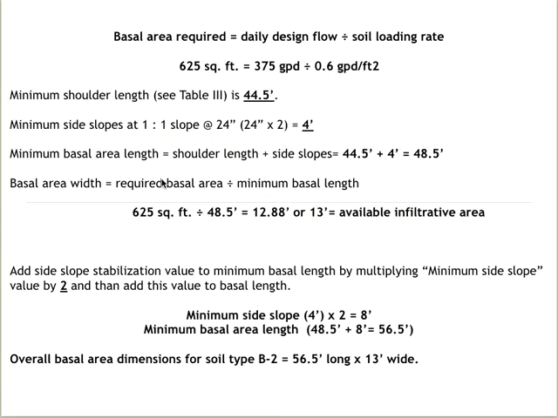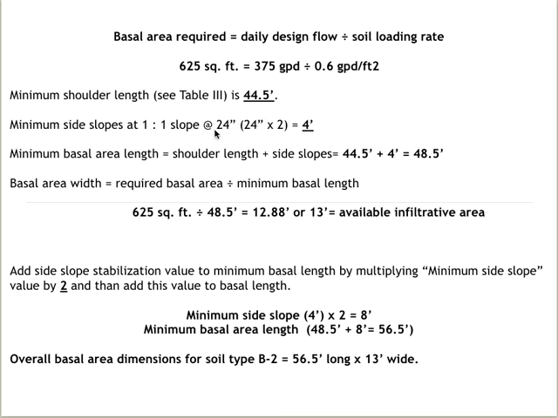Now what that's going to change is going to be our side slopes. If you remember in the previous illustration where we only had a 12-inch rise or depth of sand under the coil, we only had to have a 12-inch side slope. Well, here we're going to have 24 inches under the downslope side, so we're going to have 2 feet of side slope. So we're going to use the exact same calculations. We've come up with the 625 based upon our design flow and the loading rate. We're going to have the same minimum coil length or shoulder length.